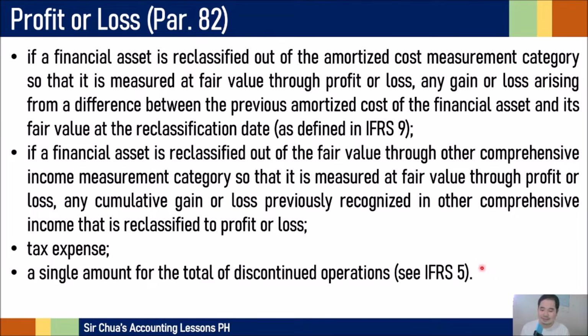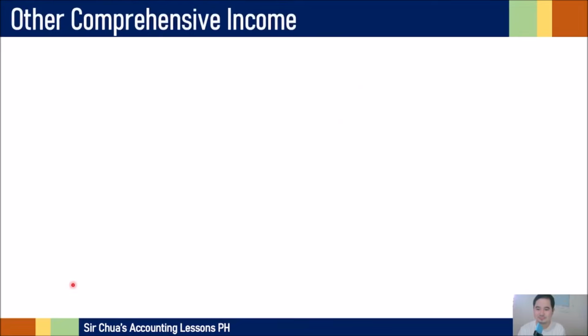And then, kailangan daw po natin mag-present kung sakaling meron po tayong results ng discontinued operations, that's under IFRS 5, non-current assets held for sale and discontinued operations. Dapat po, meron po tayong separate line item, pero ang requirement po natin ay single amount lang po dapat. Okay, so single amount lang po dapat yung i-report dun po sa ating discontinued operations.